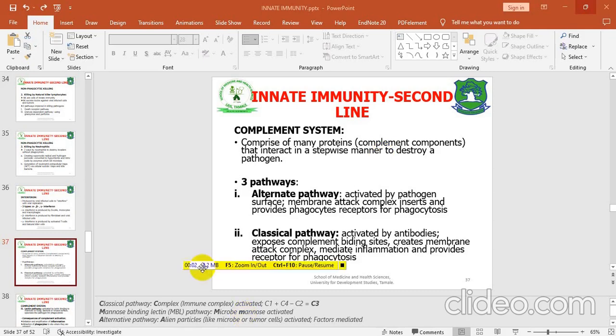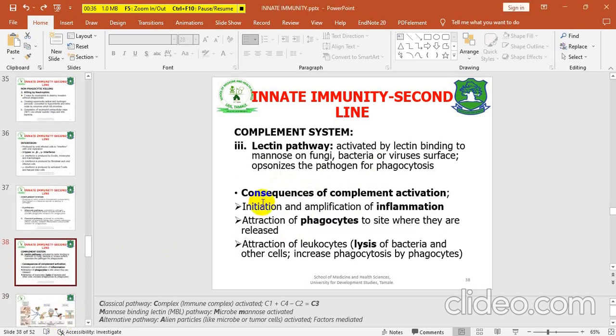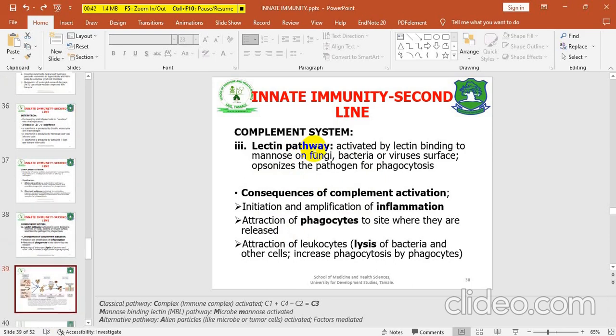Hello class, we want to have the last section of our lecture on complements. So the complement system is a series of proteins, also called complement components, that interact in a stepwise manner to destroy a pathogen. We have three ways: the alternative pathway, the classical pathway, and then the lectin pathway. So let's look at it.